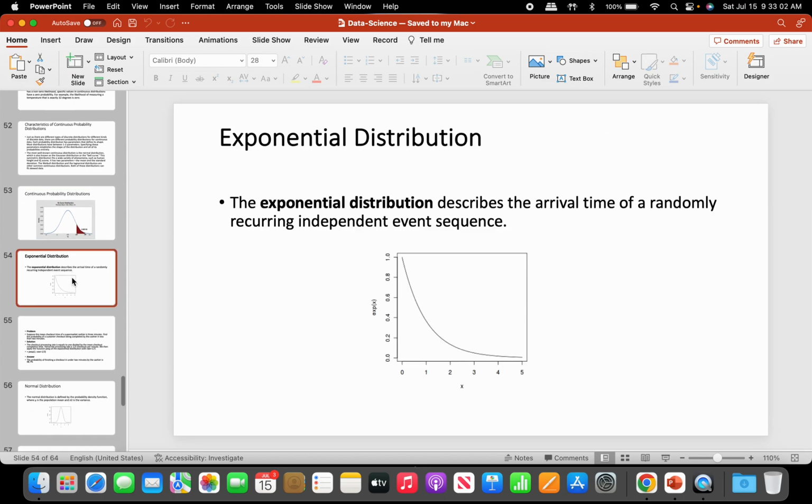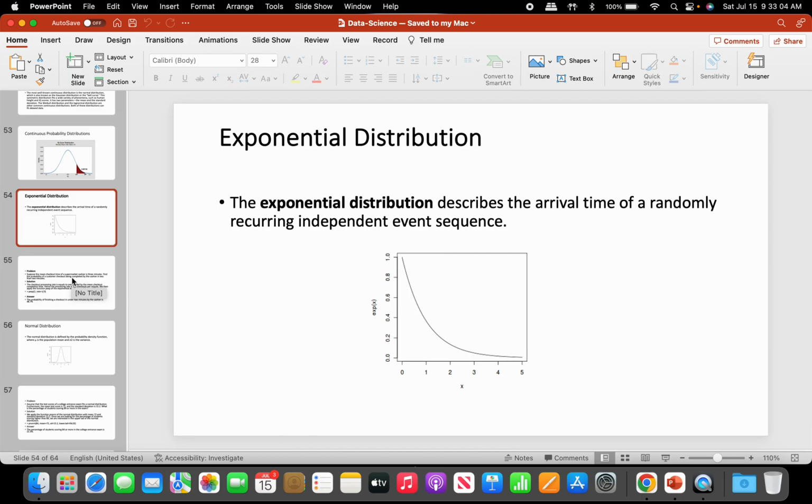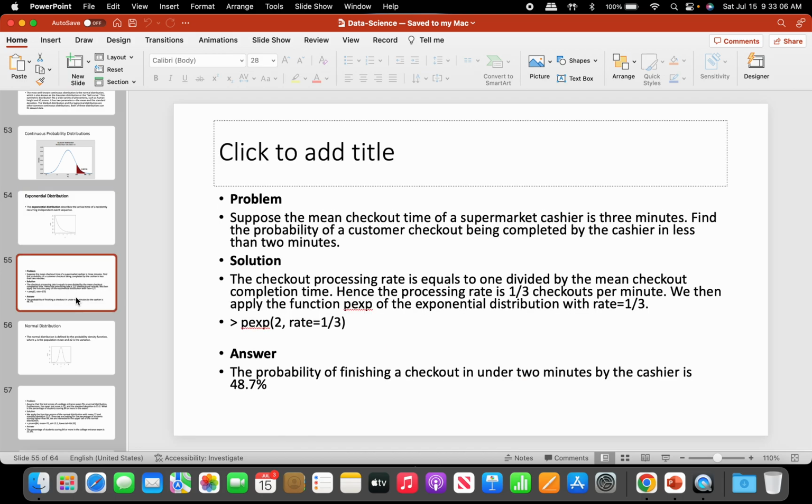Examples of these distributions would be the exponential distribution. So in exponential distribution, say for example you want to calculate the checkout time in 3 minutes of a supermarket cashier. To calculate that, we use a function called exp, which takes in the rate, which is the fraction of time.